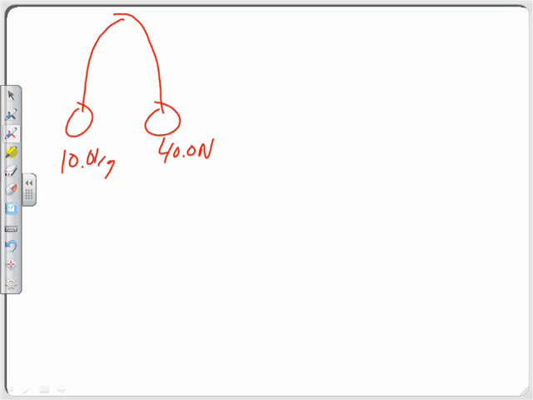We need to know the mass and weight of each ball. And remember, to do that, weight equals mass times gravity. Mass times 9.8. So the weight over here on the 10 kilogram ball side is 98 newtons. And the mass on the 40 newton side would be 40 divided by 9.8, which is 4.08 kilograms.